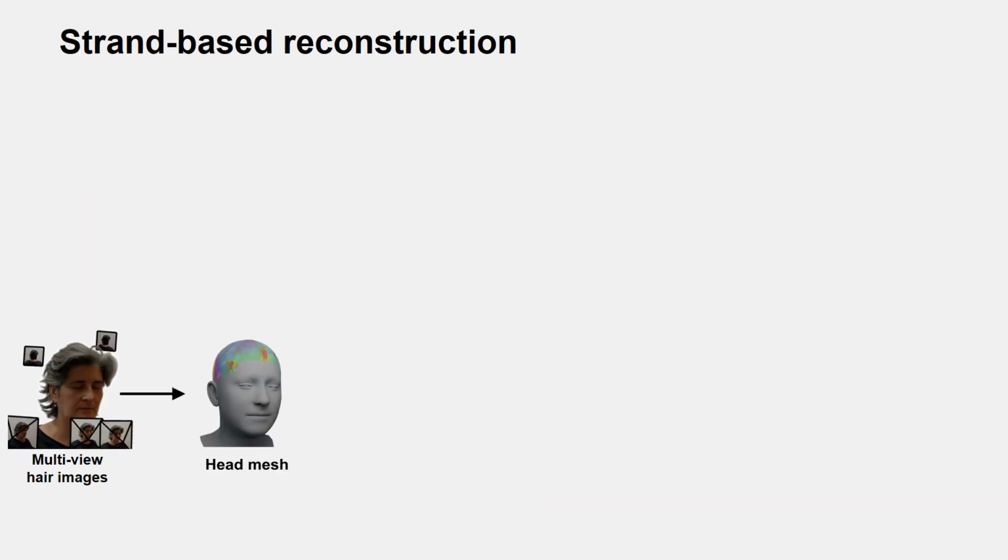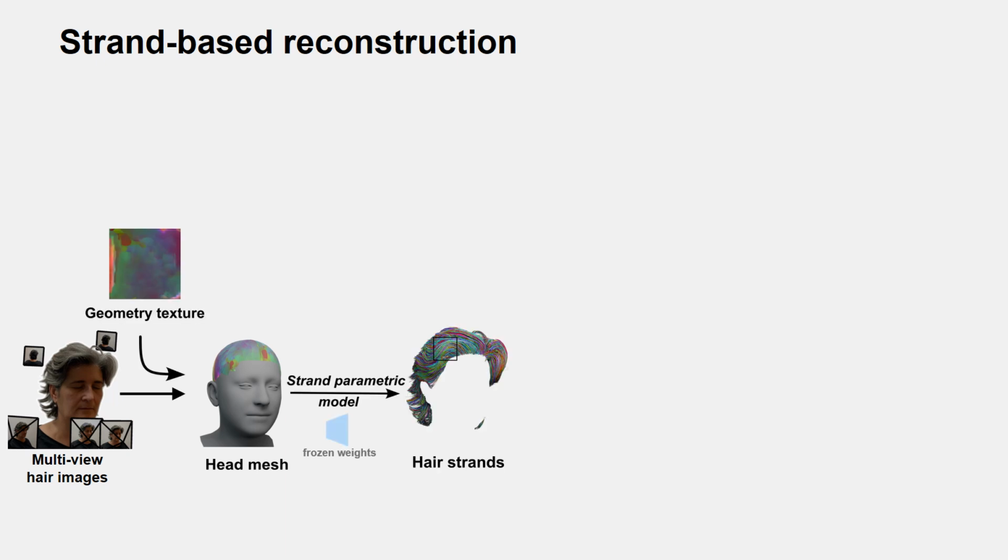To obtain the strand-based reconstruction, we use a FLAME parametric head mesh. In our method, the hair strands are produced by growing them from a scalp region of the head mesh. To predict each individual hair strand, we first sample the latent descriptor from the geometry texture at its origin, and then decode the rest of the strand using a pre-trained parametric model. Effectively, we parameterize an entire hairstyle using optimizable latent geometry and appearance textures.